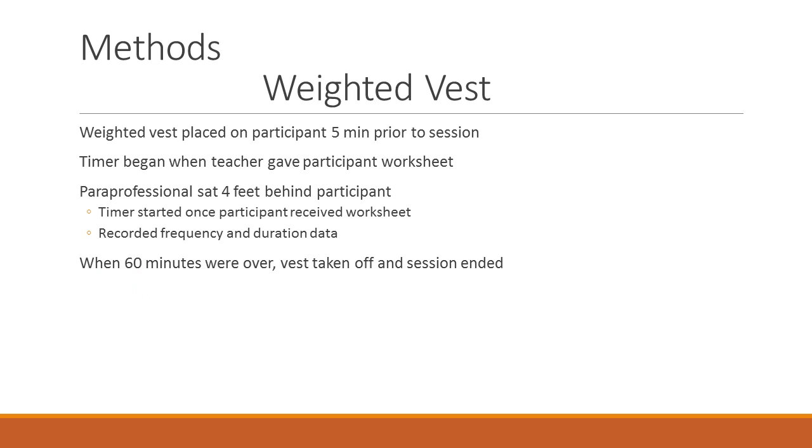For the weighted vest condition, the vest was placed on each participant 5 minutes prior to the session beginning, and the timer began when the teacher gave the participant the worksheet. For this condition, the paraprofessional sat 4 feet behind the participant and recorded frequency data on how many times the problem behavior occurred, and duration data was taken on how long the participant was on task. When the timer reached 60 minutes, the vest was taken off and the session ended.